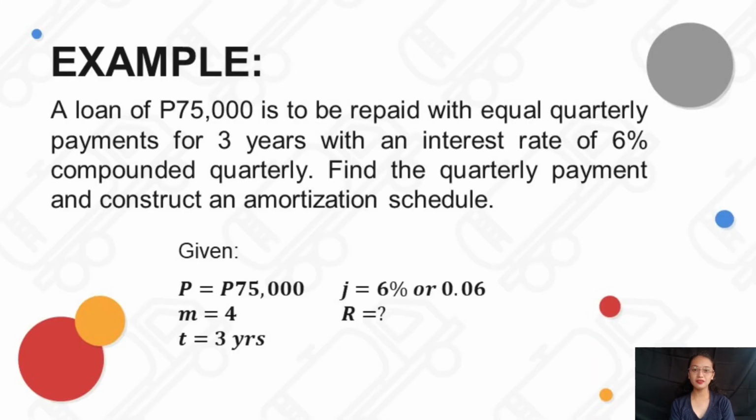A loan of 75,000 pesos is to be repaid with equal quarterly payments for 3 years with an interest of 6% compounded quarterly. Find the quarterly payment and construct an amortization schedule. Based on the question, P is 75,000. M is 4 since quarterly. T is 3 years. Our nominal rate J is 6% or 0.06. And we will solve for R as asked in the problem, which is the quarterly payment.